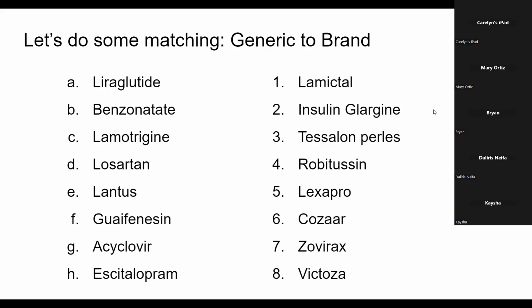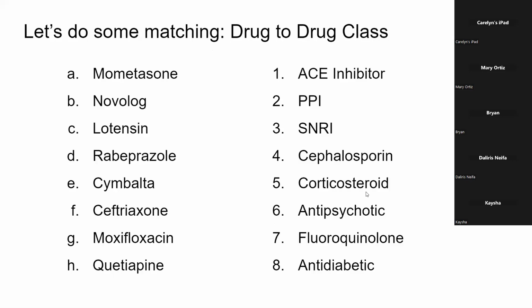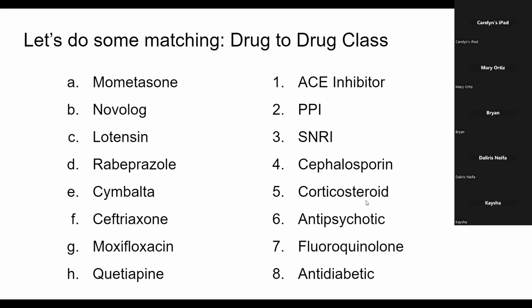All right, so as I switch, let's keep talking. Let's do some drug to drug class matching. So let's talk about these drugs, and we will match them to the correct drug class. I'll give you guys a minute. This is a new one.